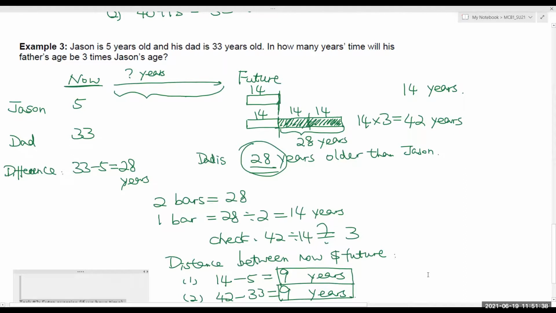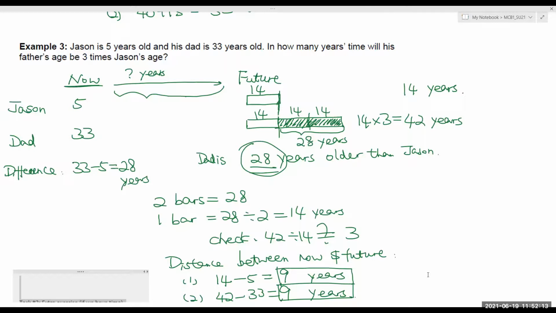So how many steps? Let's just go back and think about this problem. How many steps did we do? Number 1, we draw this now and future. It's kind of like a timeline. Then we said, we have their ages now, and we can figure out their difference. And that difference is not going to change. So we write down 28 years for now and 28 years for future. And in the future, another piece of information is that Daddy is going to be 3 times as old as Jason. So then we built a model there, right?